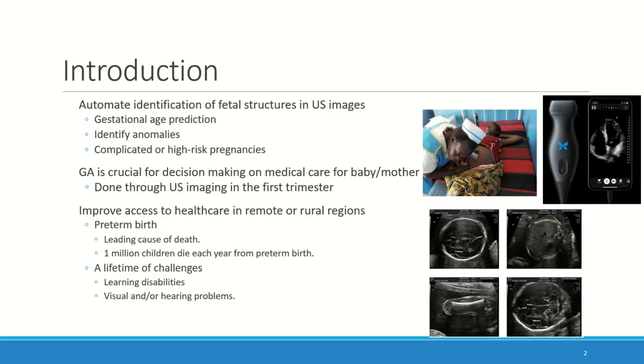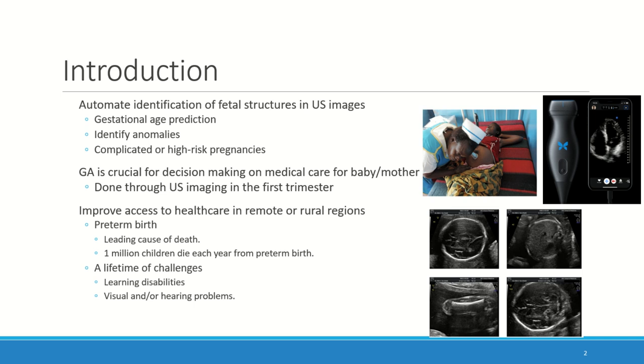So, to introduce this subject, the primary purpose of this research is to automate the identification of fetal structures in ultrasound images. We want to be able, primarily, to predict the gestational age, and by identifying also these fetal structures, we hope that we can identify anomalies, complicated or high-risk pregnancies. Gestational age is crucial for the decision-making of medical care for baby and mother, and is done through ultrasound imaging in the first trimester. This is the gold standard.